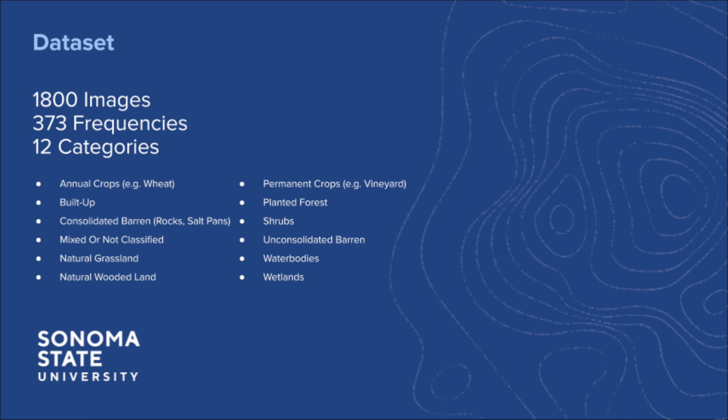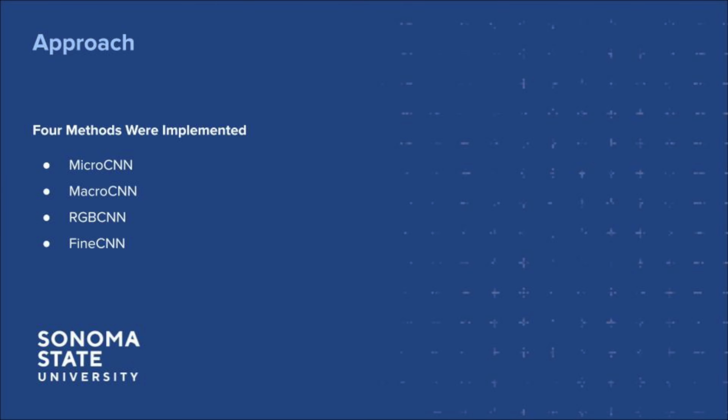Because we are taking a 2D approach, we'll be analyzing each pixel individually, and each pixel will retain all 373 bands. To accomplish our task, we developed 4 computer vision models. We call them MicroCNN, MacroCNN, RGBCNN, and FineCNN.